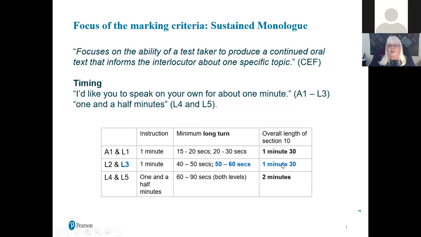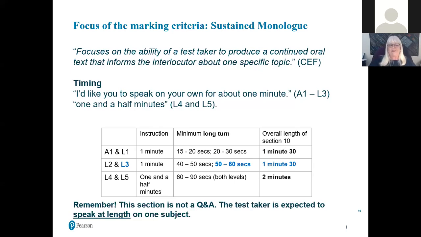I said we had a 5-second tolerance. If the test taker goes over that, we don't penalize them with any marks if they go longer, but we don't mark beyond that, beyond 1:35, or 2 minutes and 5 seconds. We don't actually count that. We'll listen to it, obviously, because we're going on to the next section, but we don't include it in the mark. So the last thing on this slide is, remember, this section is not a Q&A. I'll explain that a little more when we look at the example of the interlocutor card shortly.